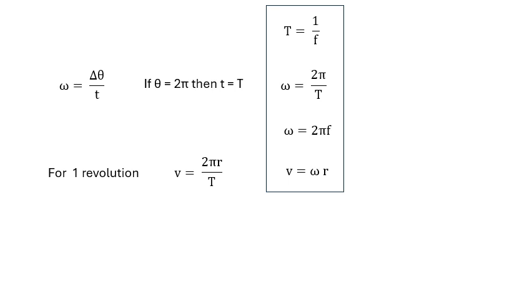So I said omega is delta theta over time. So if theta is 2 pi radians, and the period, the time, is equal to the period, then omega equals 2 pi over T. If we substitute for T, we get omega equals 2 pi f, which is a very useful equation. Omega equals 2 pi f. Then for 1 revolution, velocity is distance over time. So 2 pi r over the period. So v equals omega r.